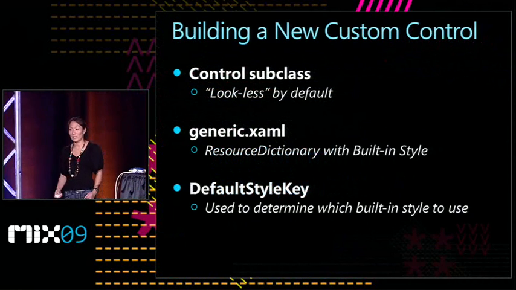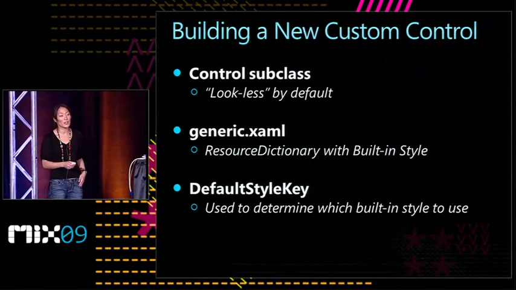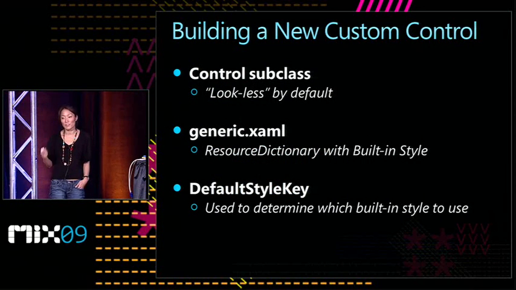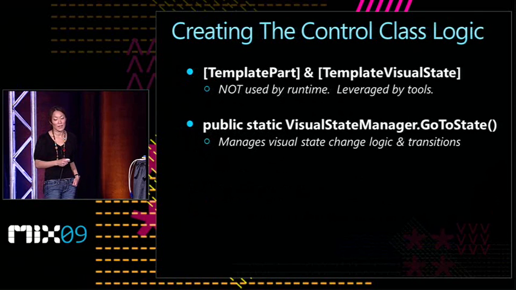So just really quickly to review, we saw how to create a new custom control and how controls are lookless by default, how you need to provide a default look for that control in generic.xaml, and how you hook it up using the default style key. Specifying the control contract, you do that on the control class itself using two different attributes, the template part attribute and the template visual state attribute. And then you drive the changes inside the control logic, the different visual state changes, using VisualStateManager.GoToState.